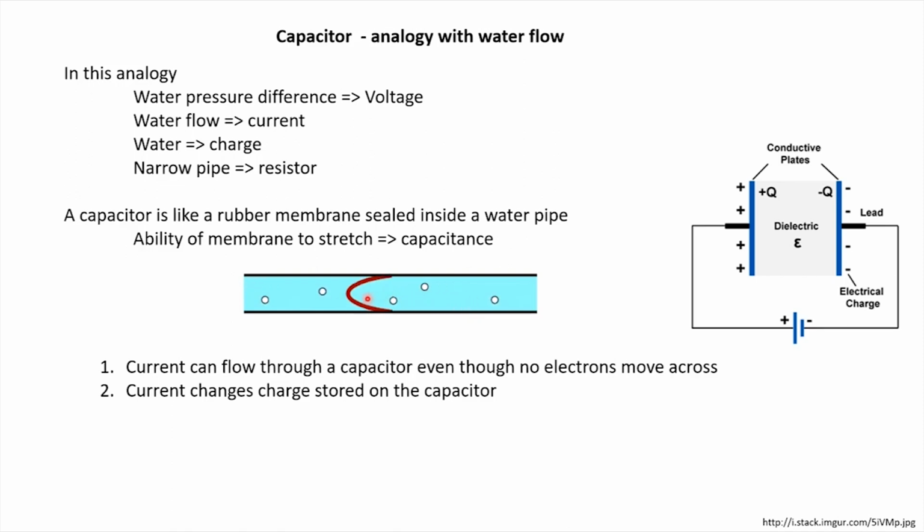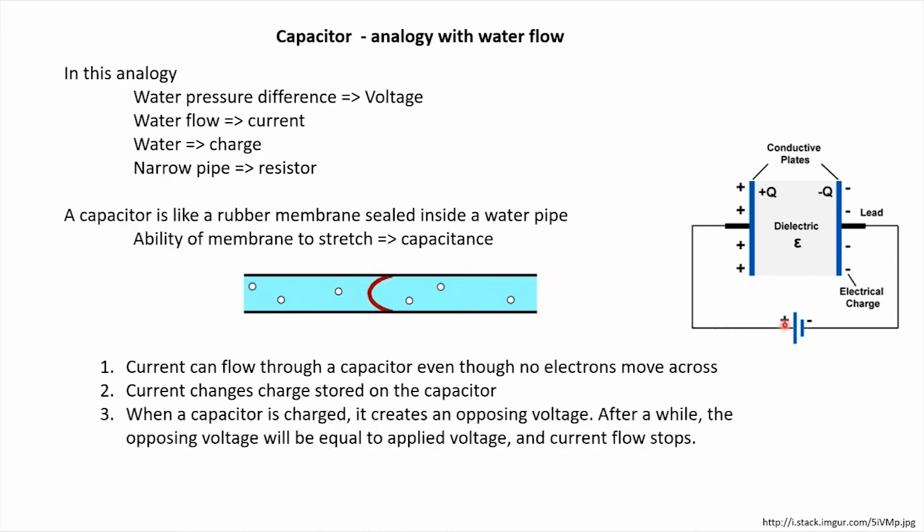So as it stretches more and more, the opposing pressure that it is creating will keep on increasing, and at some point this opposite pressure will become equal to the original pressure difference that was applied, and when that happens, the flow of water will stop. It will keep on decreasing gradually, and at some point it will stop.